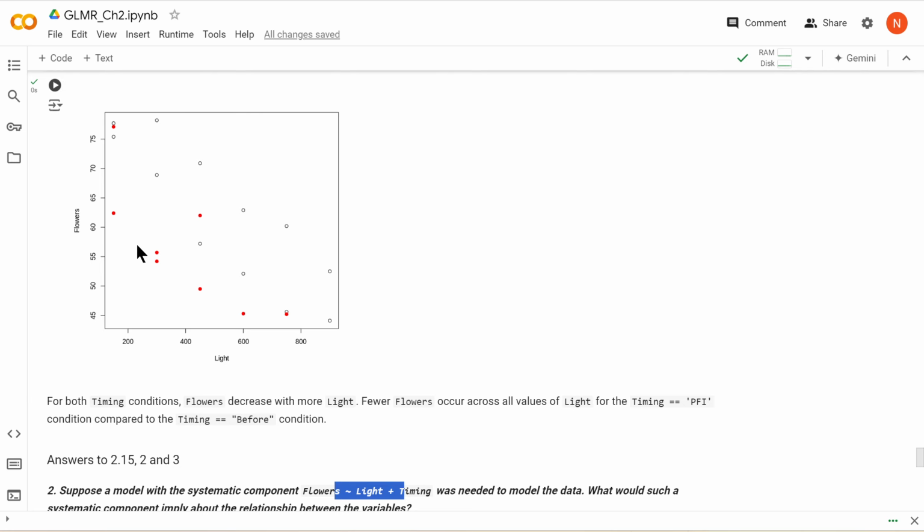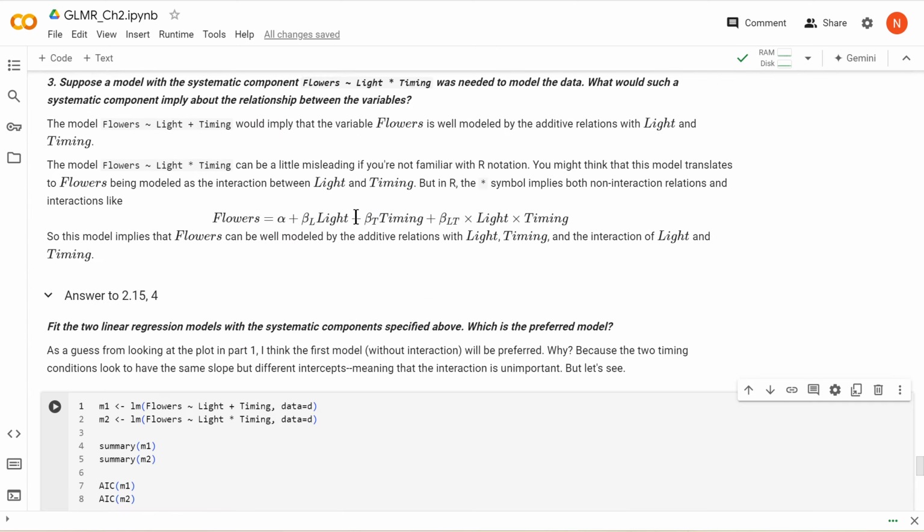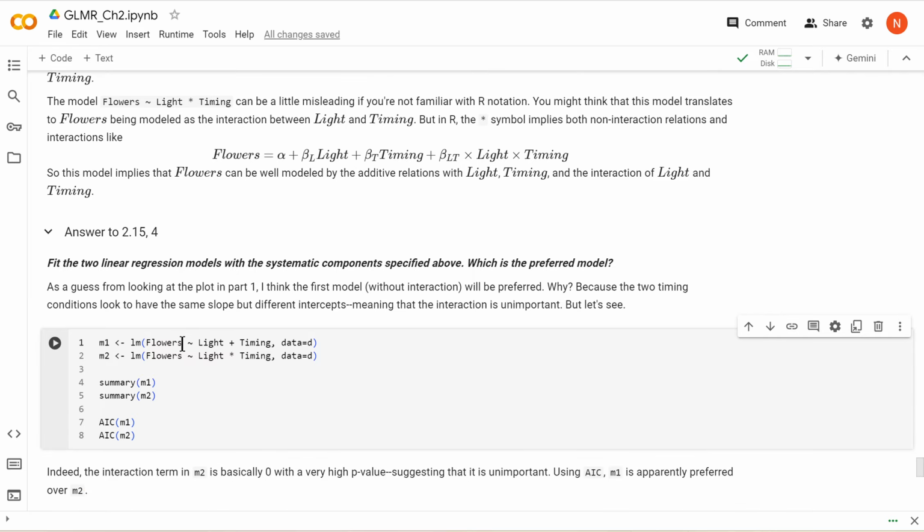If an interaction was important, we would expect the slopes of the red and the empty dots to differ, and they don't. So in this case, I'm going to guess that the better model is going to be the non-interaction one. I'm defining my two models here, and I'm going to look at the summaries. But the summary isn't going to really tell us which one is preferred necessarily, and so we could, quote unquote, find the preferred one in a lot of different ways. But what I'm going to do is just use the AIC metric.